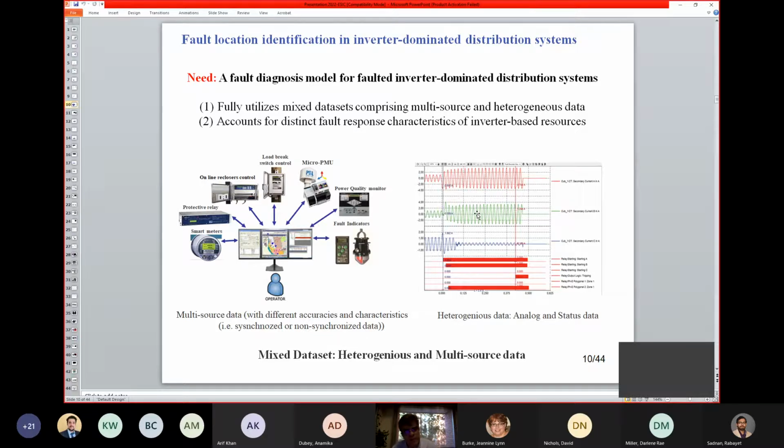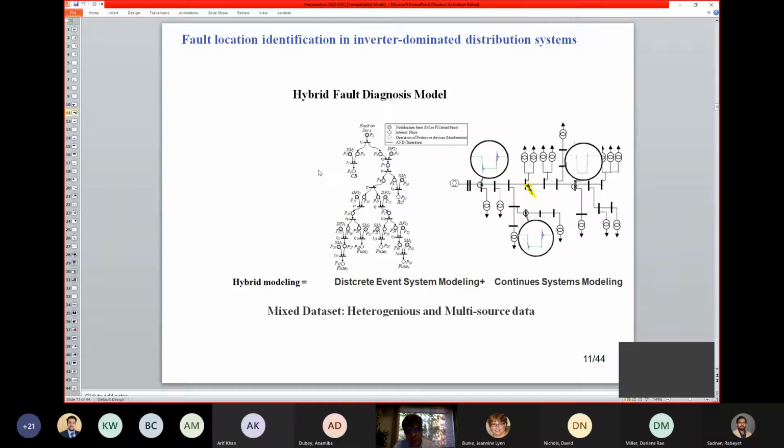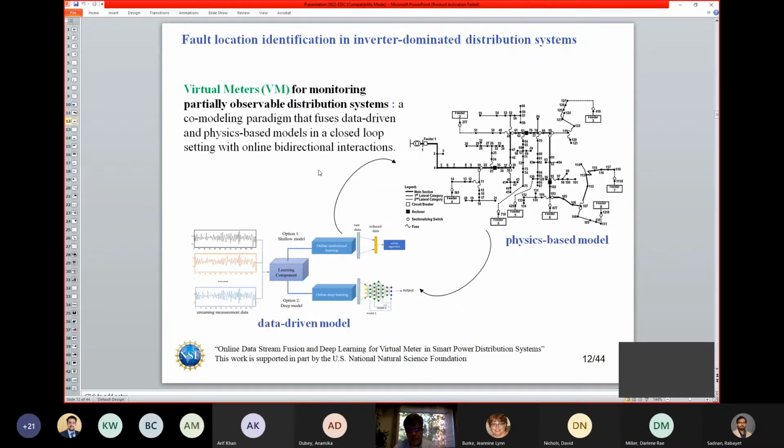Therefore, we need a fault diagnosis model for a faulted inverter-dominated distribution system, because not only do the data have different natures, but also the response of the system is different, which I will discuss in the next few slides. So what we are trying to do is develop hybrid models that use discrete event system modeling and continuous system modeling, and we are combining these two models to enhance the fault location identification result.